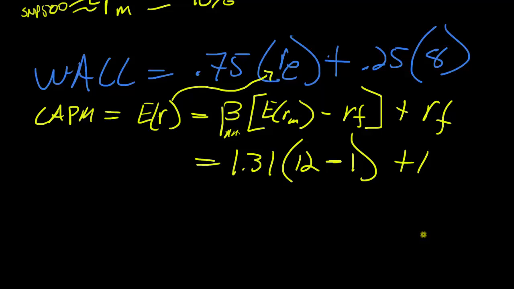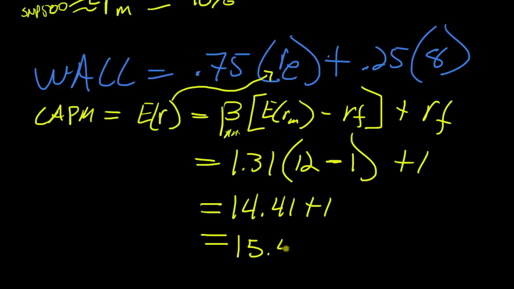1.31 times 11 equals 14.41 plus 1 equals, is that right? That seems a little steep. 1.31 times 11, 14.41, yep. So this gives me 15.41%. This is my expected return if I invest into this particular stock.